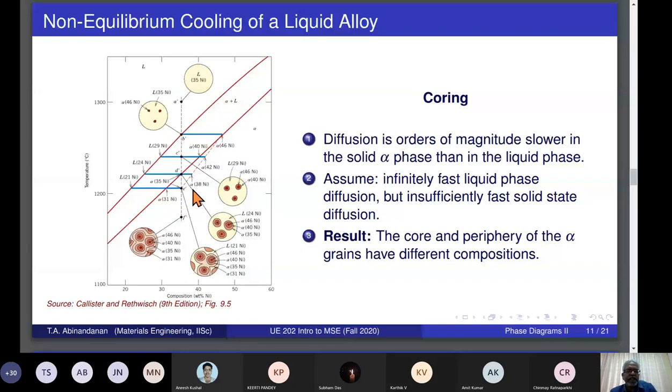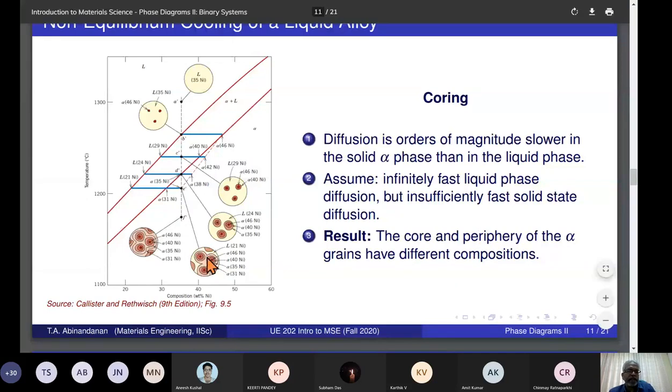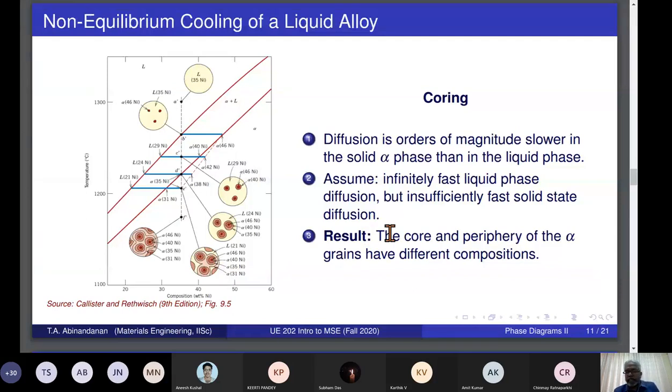The broader point is that in the final material, you end up with composition differences. The core of the grain has a higher nickel content than the periphery of the grains. And well, if you want that, that's great. But if you don't want it, then you will have to do something to equilibrate the composition later. That is, you will have to take it to some very high temperature, hold it there for a very long time, and then let the composition become equal everywhere.